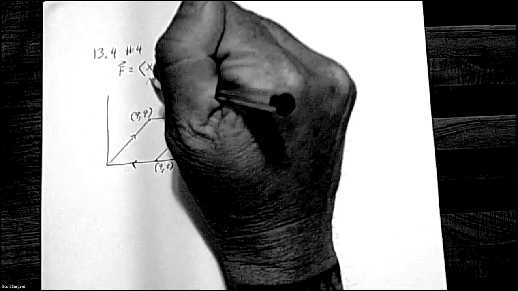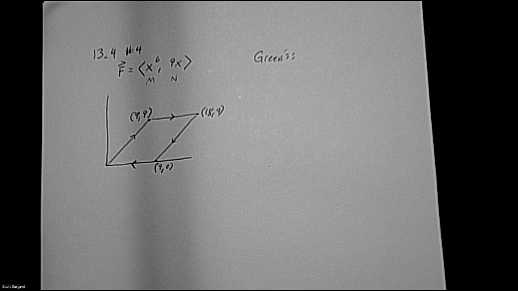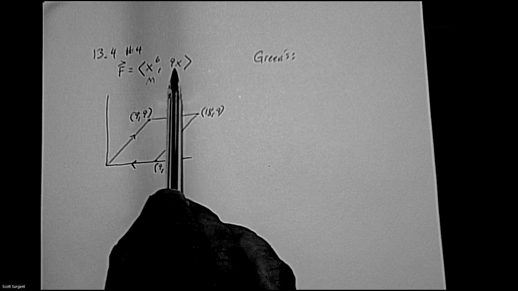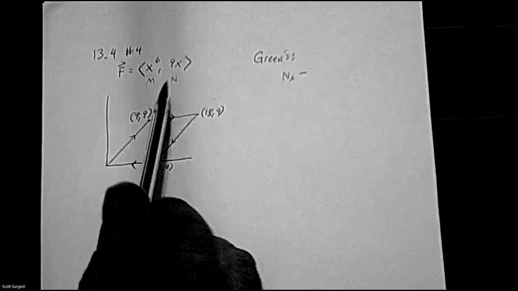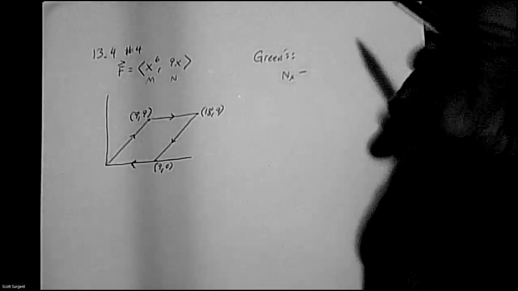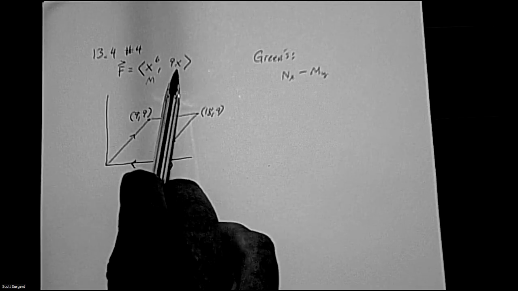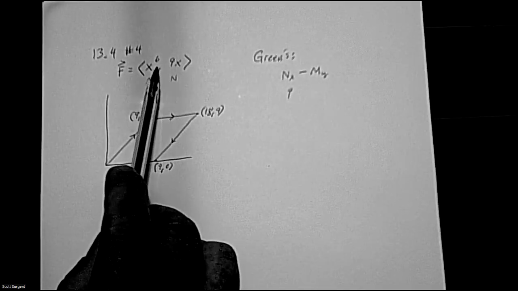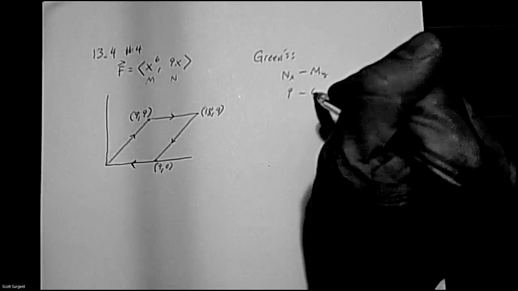I tend to use letters M and N for my vector field components. I know that in the homework you get a lot of P's and Q's and stuff like that. You've just got to keep track of them. It's actually the second component with respect to X minus the first component with respect to Y. So N sub X is, well, just 9. M sub Y, oh, we catch a break here. It's going to be 0, right? Everybody catch that?